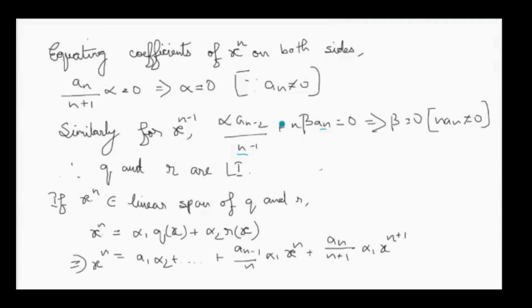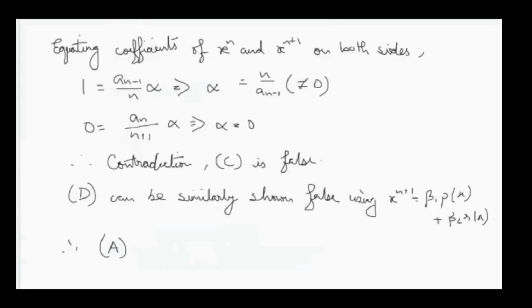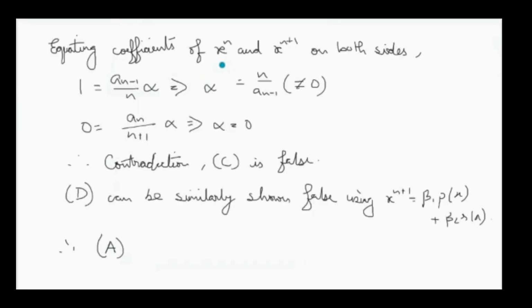And next, we have to check whether x to the power n and x to the power n plus 1 belong to the linear span of Q and R. So we first assume that x to the power n belongs to the linear span, and we write x to the power n as alpha 1 q(x) plus alpha 2 r(x). It comes out in this form, similar to the previous form we have obtained. And from this form, we equate coefficients of x to the power n and x to the power n plus 1 on both sides. Obviously, on the left side, we have simply x to the power n, so its coefficient is 1. So 1 is n minus 1 by n alpha. So alpha is n by n minus 1, which is not equal to 0, since obviously n is greater than 0. However, when we try to equate the coefficient of x^(n+1), we see that 0 is equal to a_n by n plus 1 into alpha.